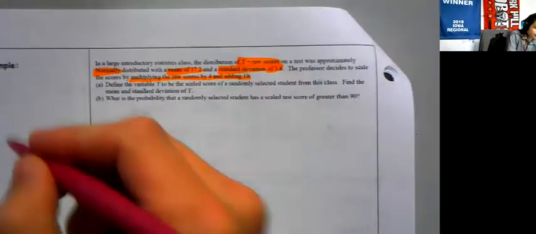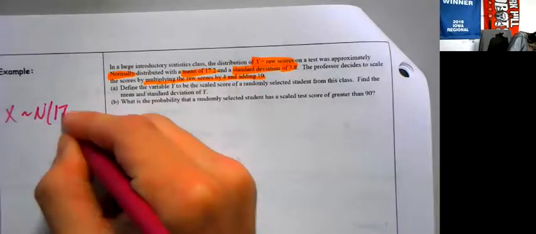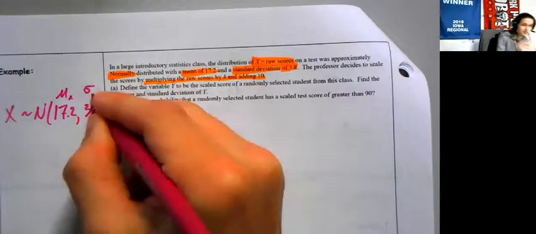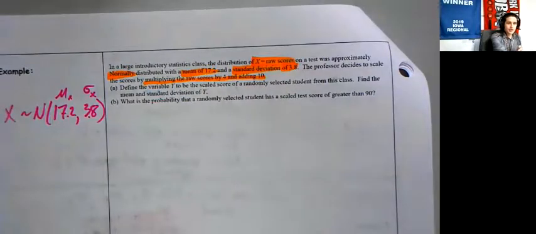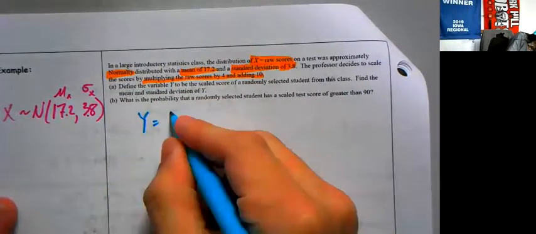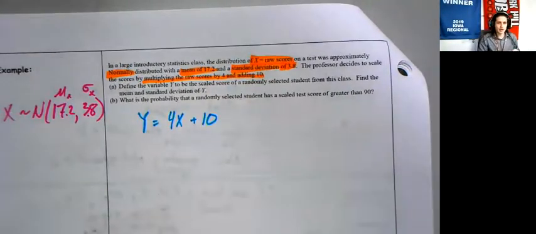All right. So first thing we know, X is distributed normally with mean 17.2, standard deviation of 3.8, excuse me. I'm going to put that as mean of X and sigma X over here. It's nice to have all that written down in a handy way. Professor decides to scale the scores by multiplying the raw scores by 4 and adding 10. All right, so we got Y equals 4X plus 10. Cool.